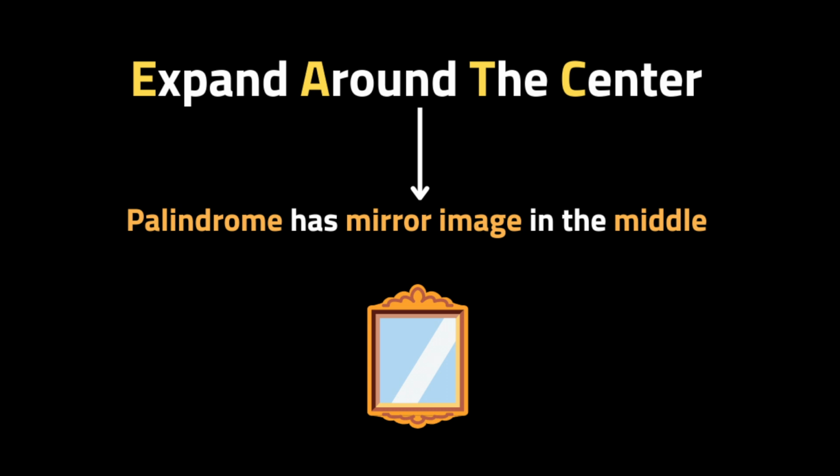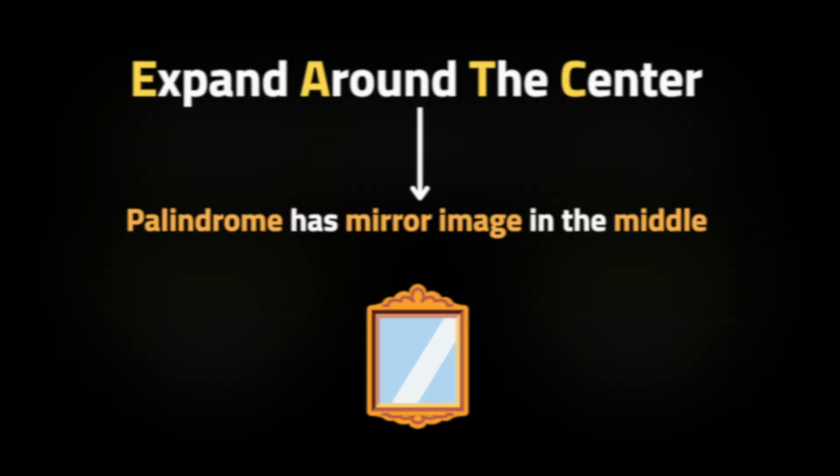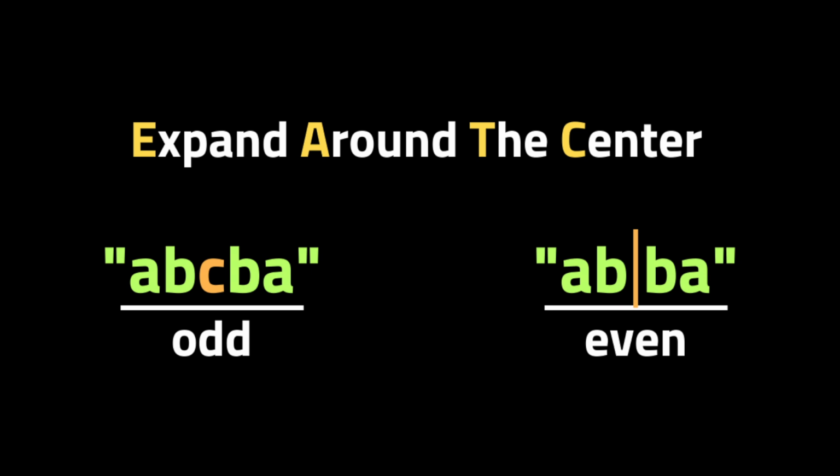So the best way to solve this problem is by using the expand around the center technique. This technique is based on the idea that a palindrome has a mirror image in the middle, or in simple terms it can be read the same forward and backwards, so it's like a mirror. For example, if the length of the input string is odd, the center is at letter C, and if the length of the input string is even, then the center is between the two letters B and B. And once we are at the middle, we can easily check if the letters around the center are exactly the same, so that's what we mean by expanding around the center.